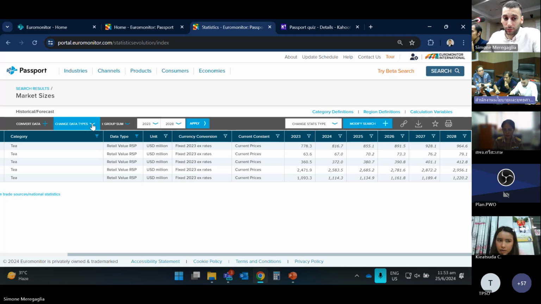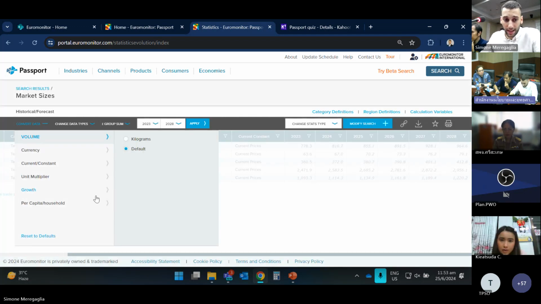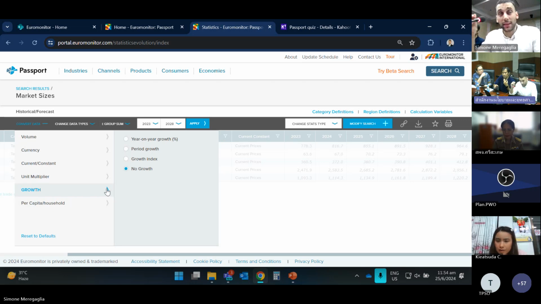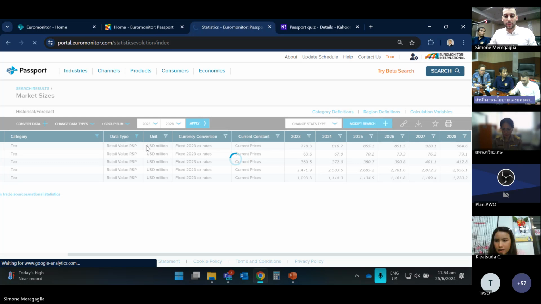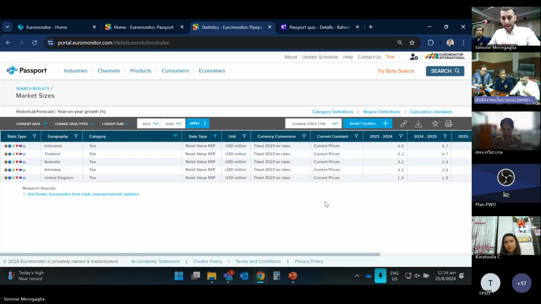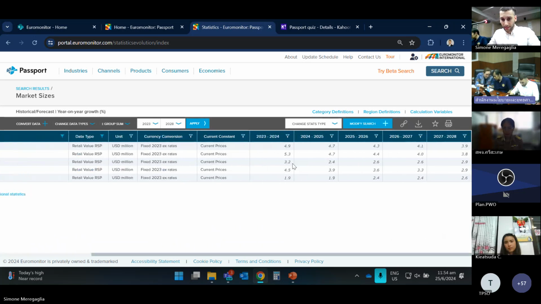Something also interesting to check is to go into convert data and look at growth. Because one thing is understanding how much is the absolute value of sales of tea in a specific country in the next 5 years. But I want to know which one has the fastest growing rate. So I'm going to select, for example, year-on-year growth for these countries. And then I look at the next year, so between 2023 and this year, we see which one is the fastest growing. And then all of that for each year.